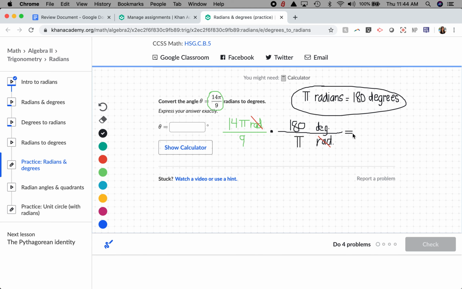All right. The next thing we're going to do is just multiply across just like we would with normal fractions. So we've got 14 pi times 180. And in this case, we're just going to multiply the numbers. So 14 times 180 will give us 2,520. Don't forget that pi. Degrees in the numerator. And in the denominator, we've got 9 times pi, which will simply be 9 pi.